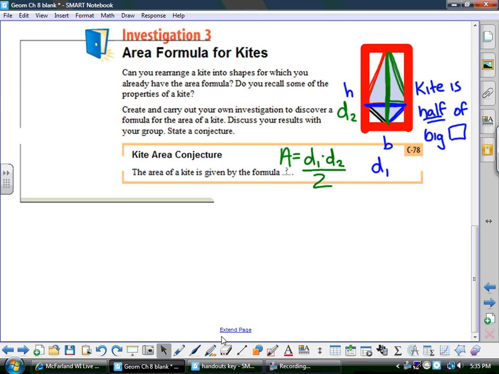When you write that on your green sheet, make sure you draw a diagram to explain how you figured out the area for the kite and how it relates to an area formula that we already knew.